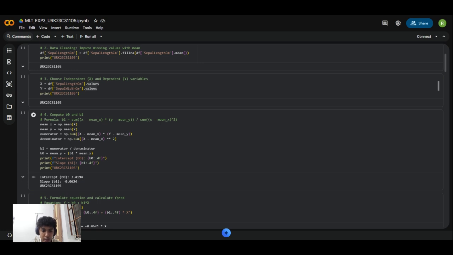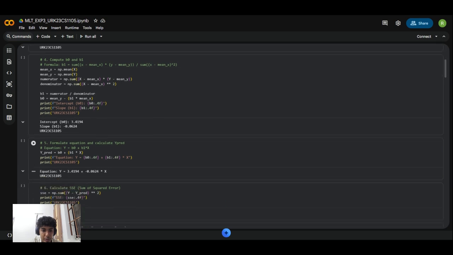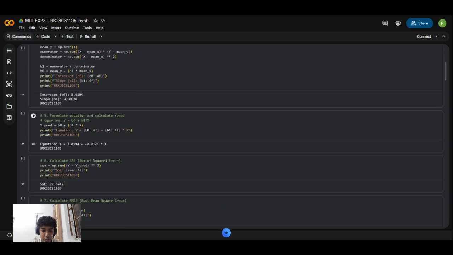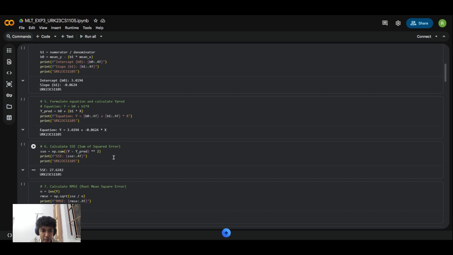So the regression equation is y cap is equal to the intercept plus the slope times the x value. That is done, and then the sum of squared error is also calculated. That is the total squared difference between actual and predicted values.